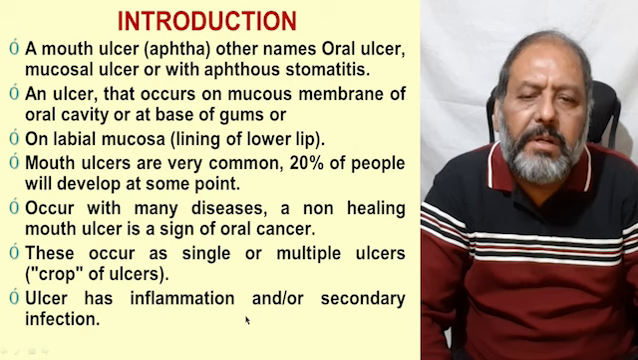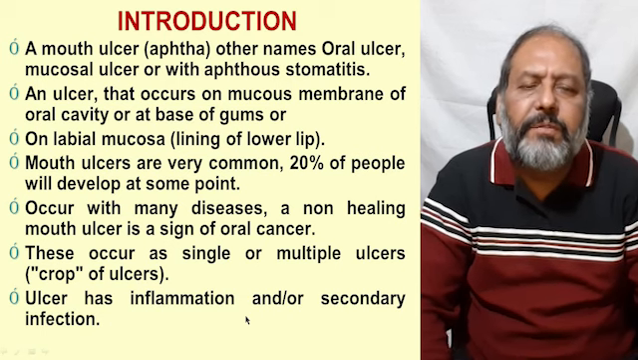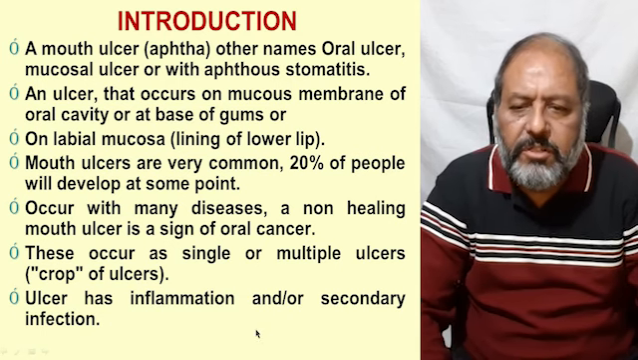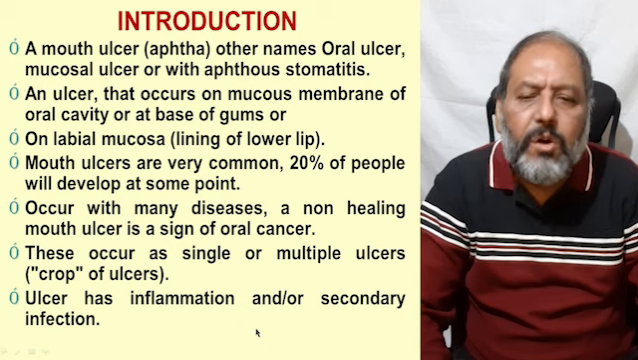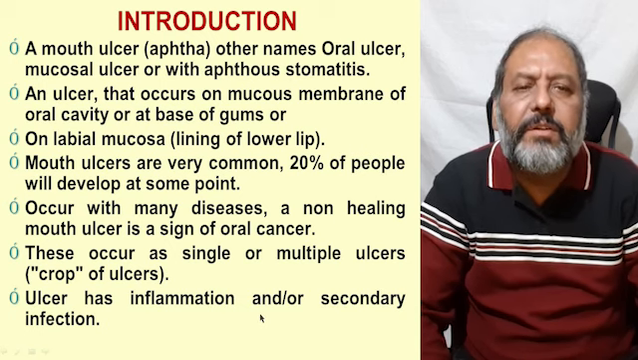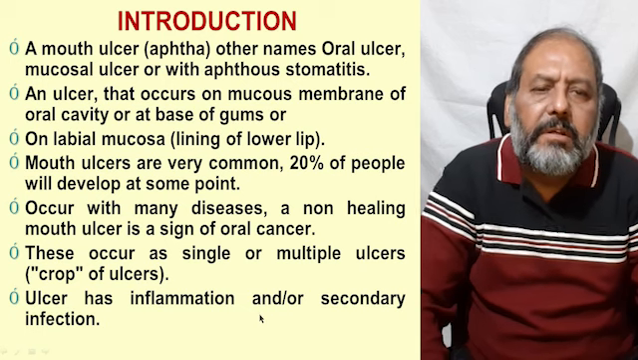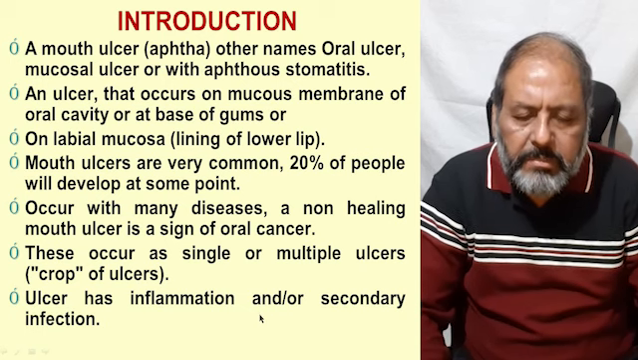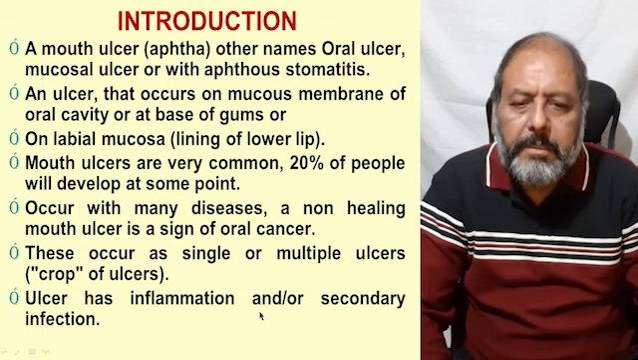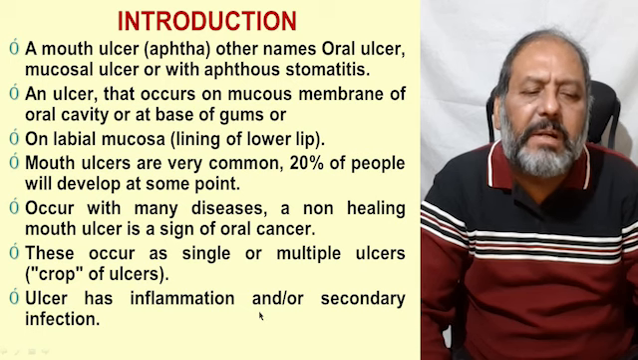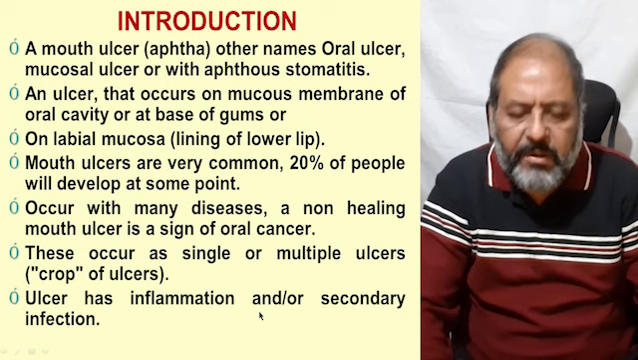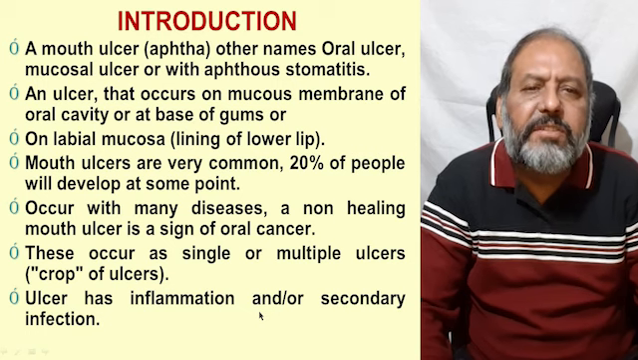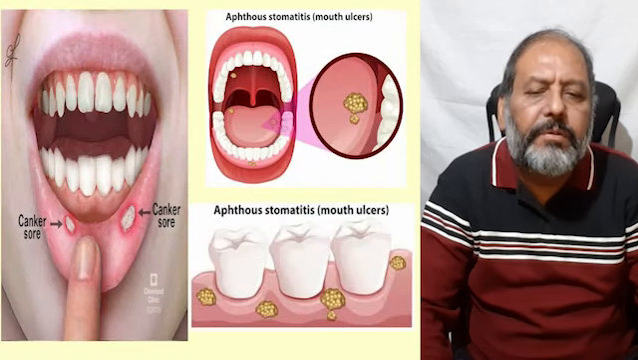Twenty percent of people will develop mouth ulcers at some point in their life. It occurs with many diseases. A non-healing mouth ulcer is a sign of oral cancer, which needs attention. These occur as single or multiple ulcers, a crop of ulcers. The ulcer has inflammation or secondary infection over it.